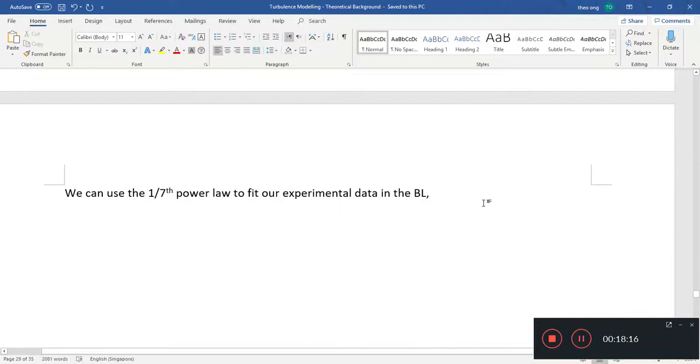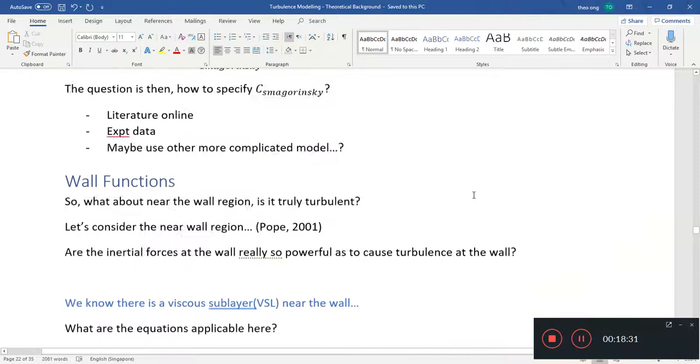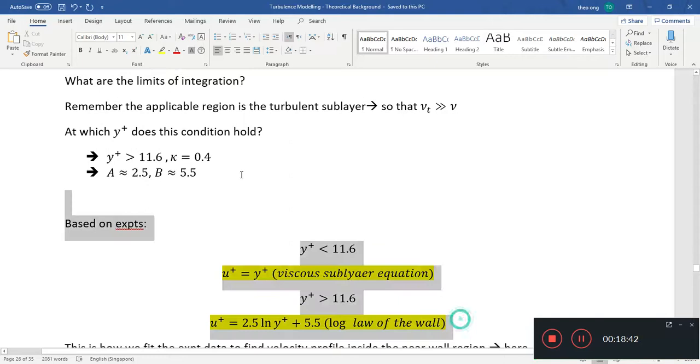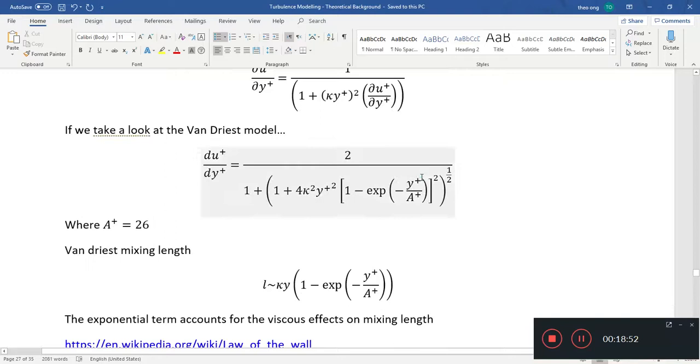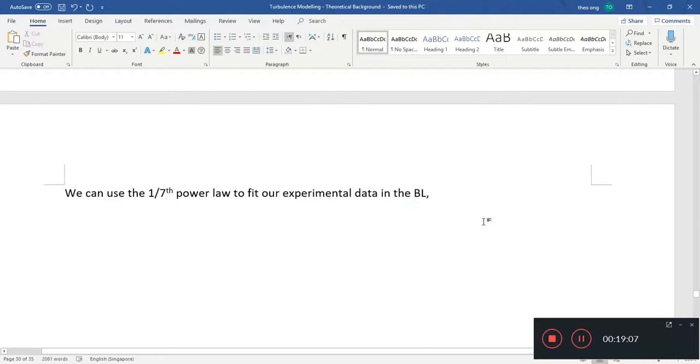Okay, so we use the 1/7th power law as a curve fit to our experimental data in the boundary layer, i.e. data collected from experiments. Just like I was using experimental data to fit this u plus equals a ln y plus b. This is just one way we can fit, and the other way is using this Van Driest model. There's no fixed way to fit the data in the boundary layer, but those have been shown to work well. The other way we can fit is to use this 1/7th power law, just as an example. We can use those earlier expressions as well, no problem.